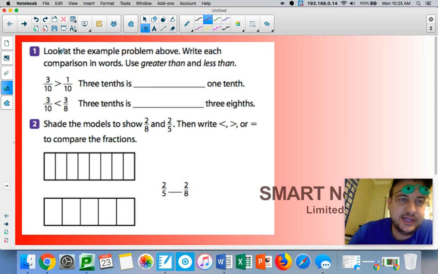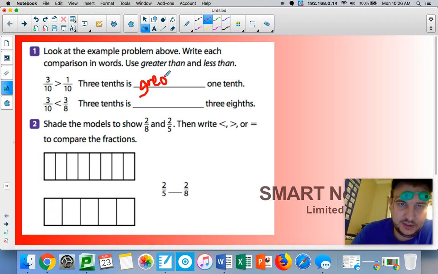All right, so it says, look at the example problem above. Write each comparison in words, use greater than, less than. So 3/10 and 1/10. When the denominator is the same, we look at the numerator. 3/10 is greater than 1/10.